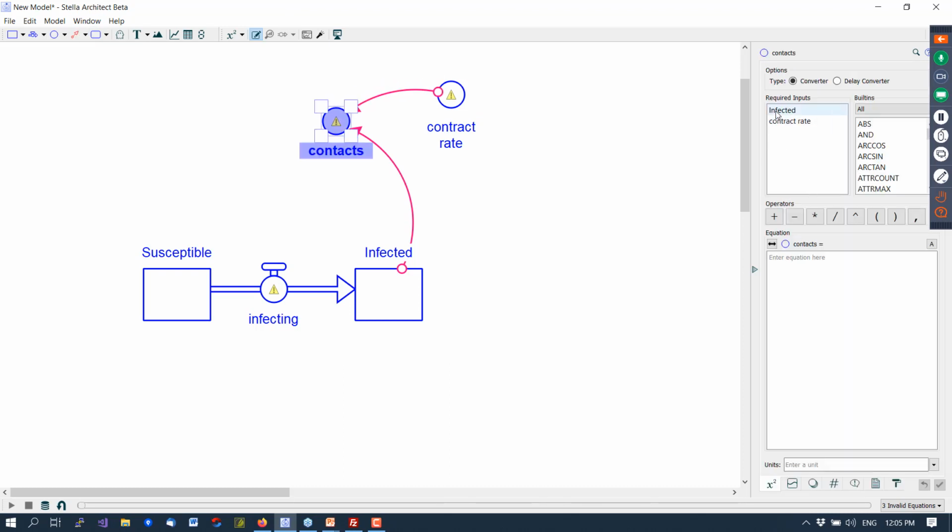And so the number of contacts is the number of infected people times the contact rate. This will be person per day. Or, actually, in this model I'll use touch per day.